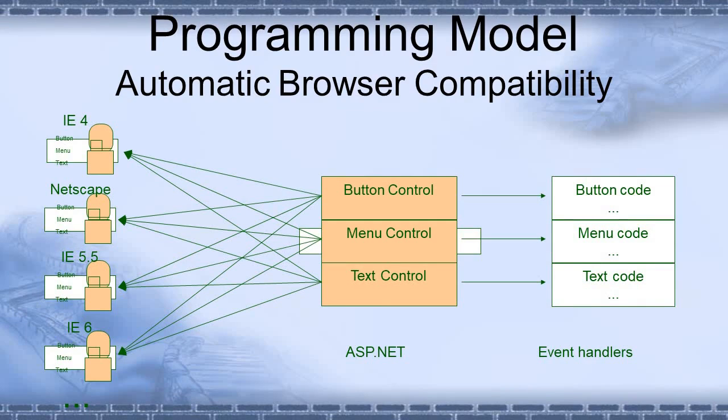Programming model: automatic browser compatibility. Button control, menu control, text control, event handler, ASP.NET, IE, integrated environment, button, menu, text. Netscape Navigator: button, menu, text. Internet Explorer: button, menus, text, version-wise.